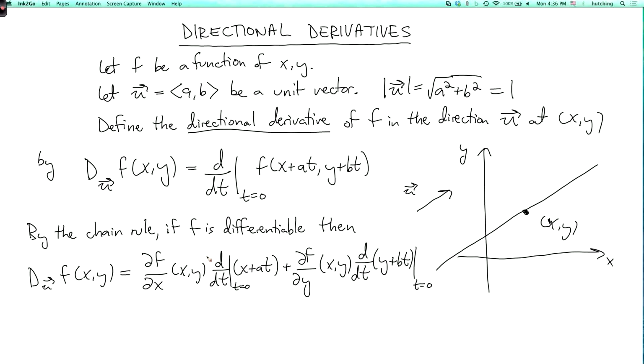Now, of course, the derivative of x plus at is just a, and the derivative of y plus bt is just b. So I can simplify this whole expression by just saying that D_u f equals a partial f partial x plus b partial f partial y.